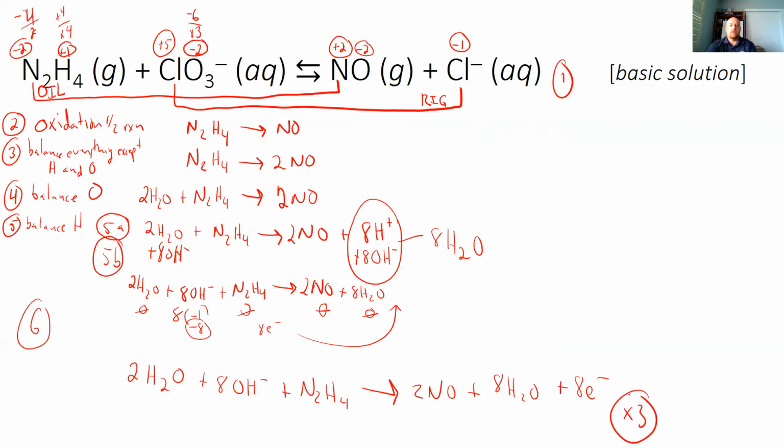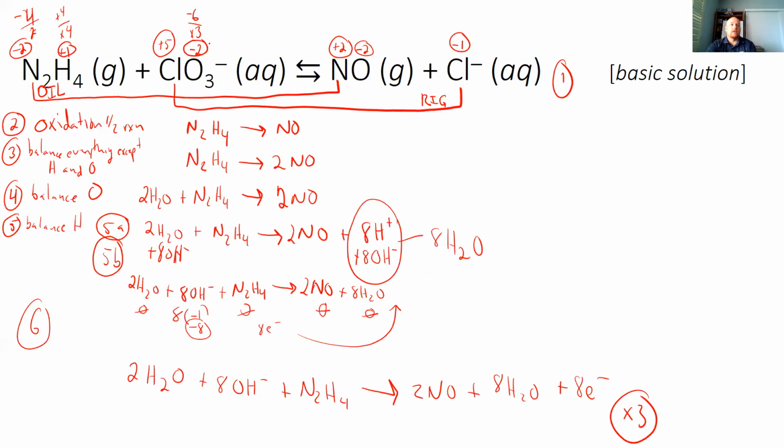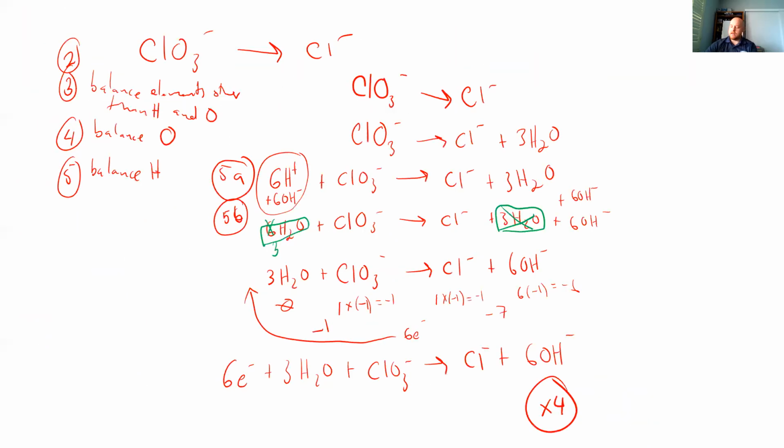So what we'll do, we'll multiply this by 3. We'll go set this up. So we have our step 7, our oxidation half reaction. Okay, and we'll start by going to our oxidation half reaction. We've got 3 times 2 waters, 3 times 8 hydroxides, and 3 times 2 dinitrogen tetrahydrides. So I've got 6 waters, 6 OH minuses, and 3 N2H4s.